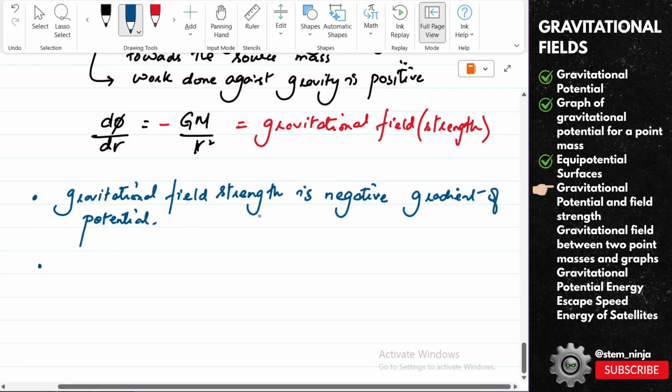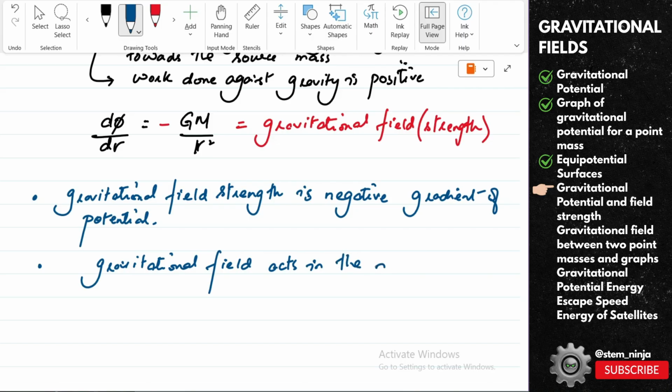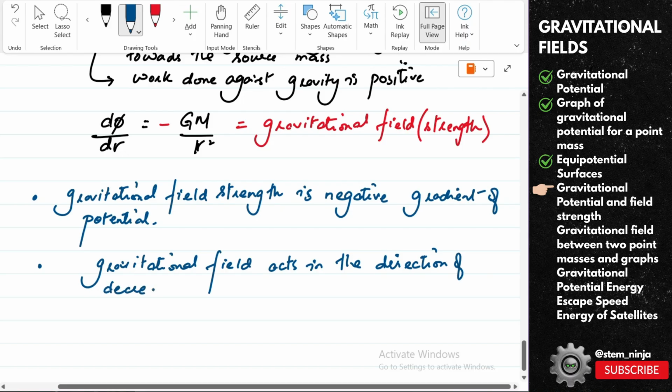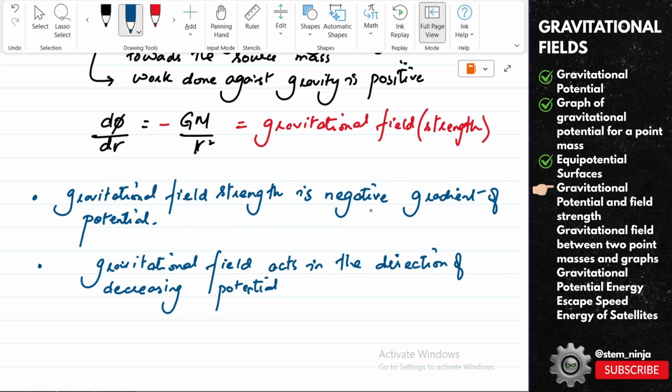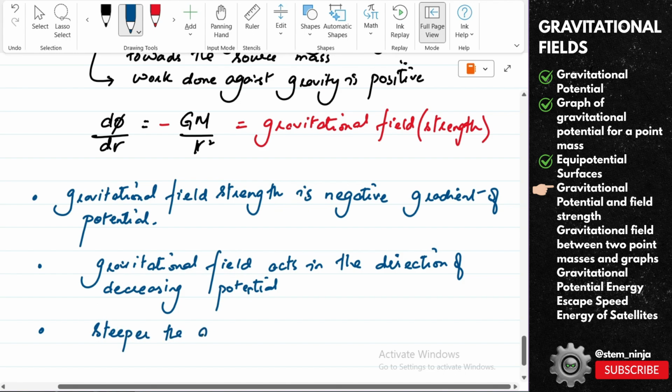Another related concept, what it simply means, is that the gravitational field, or force, acts in the direction of decreasing potential. And another thing, since it says negative gradient of potential, the steeper the gradient of potential, the stronger the field would be.